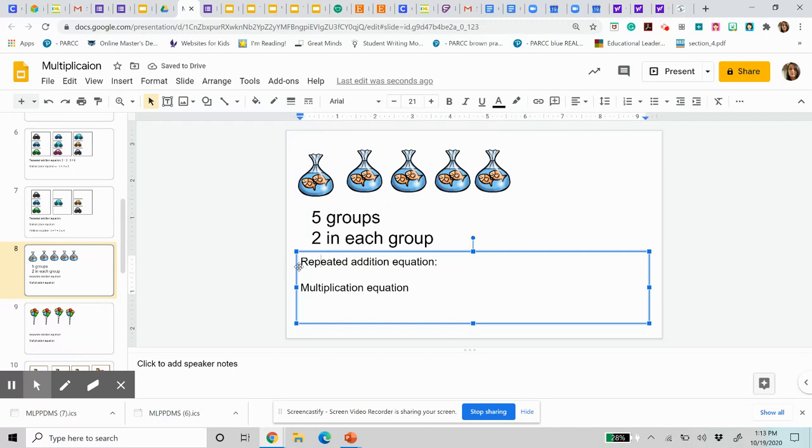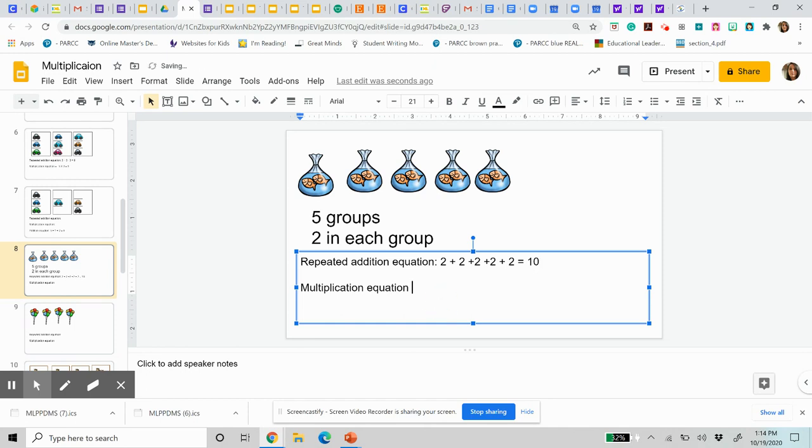So if I were to look at a repeated addition equation, I could say 2 plus 2 plus 2 more plus 2 more. So I have 2, 2, 2, 2, and I need 1 more 2. Okay? And so I could count by 2s, right? 2, 4, 6, 8, 10. So skip counting has a lot to do with multiplication too.